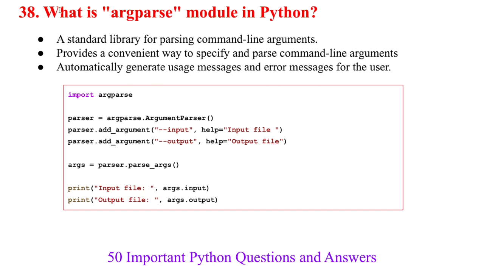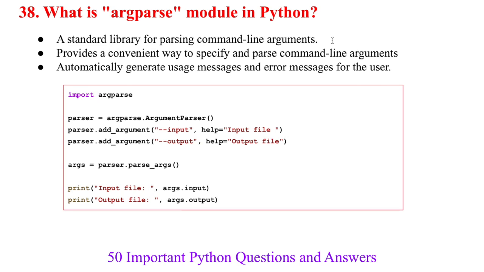What is the argparse module in Python programming? The argparse module in the Python standard library provides a simple and flexible way to parse command line arguments. It allows developers to easily define and document their command line interface, and also generates usage messages and error messages for the user.